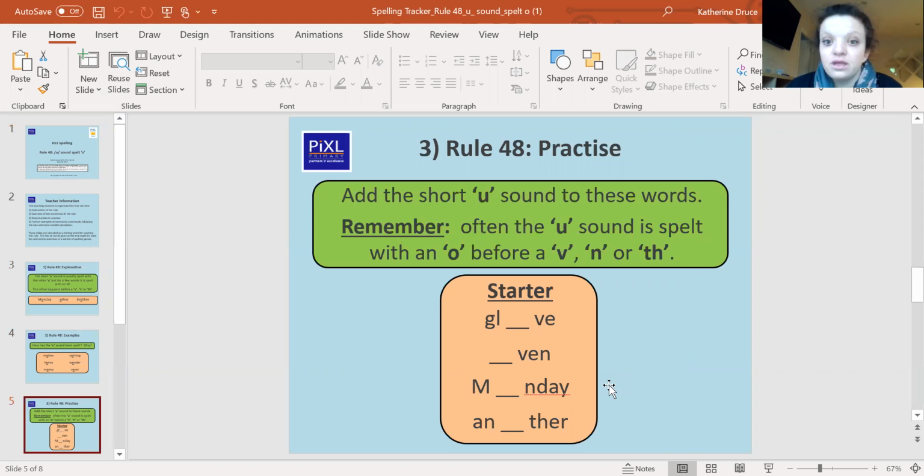Okay, so let's practice. We've got glove, oven, Monday, another. So let's see if we can write those words. Off we go. Are we going to put an O or a U? Remember, often the U sound is spelt with an O before a V, an N, or a th. Off you go. Pause the screen now.